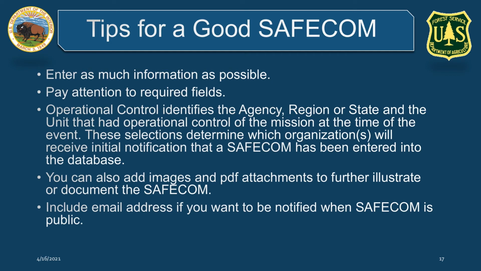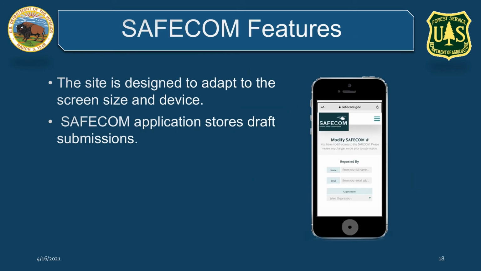Operational control identifies the agency, region, and state or unit that had operational control of the mission at the time of the event. These selections determine which organizations will receive the initial notification that a SAFECOM has been entered into the system. You can also add images and PDF documents to further illustrate or document the SAFECOM. Include your email address again if you want to be notified when the SAFECOM is made public.